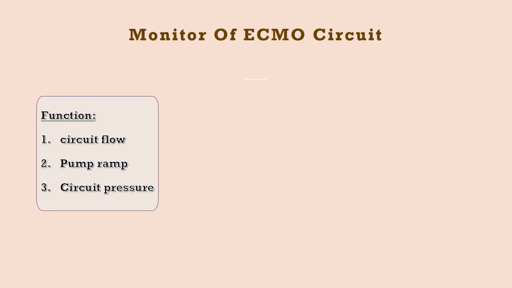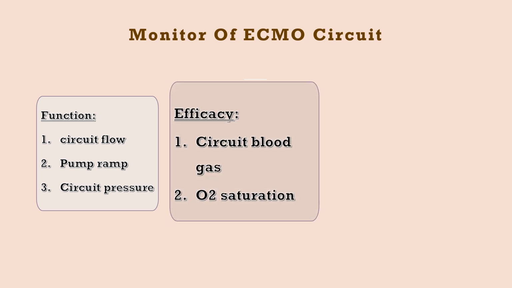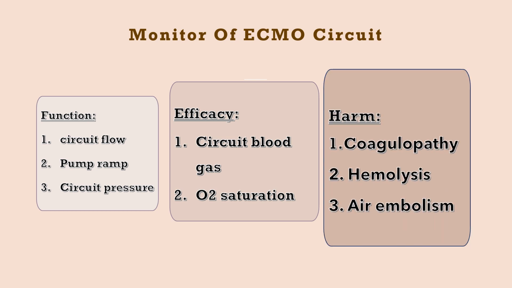If we start to monitor the function, we need to know the flow and pump RPM, which means the speed, and circuit pressure. The efficacy of the circuit includes circuit blood gas and oxygen saturation, and detection of any harm from the circuit, like coagulopathy, hemolysis, and air embolism.